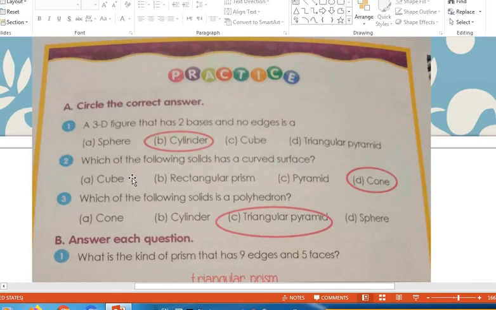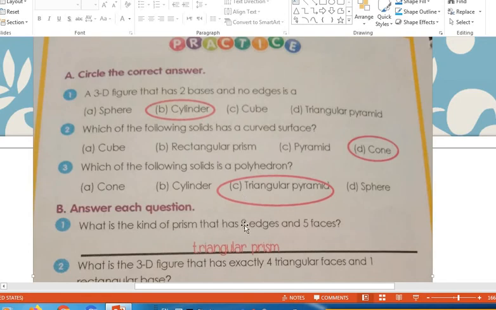Which of the following solids has a curved surface? Cube? No. Rectangular prism? No. Pyramid? No. Cone? Of course. Which of the following solids is a polyhedron? Cone, cylinder, triangular pyramid. Yes, sure. Triangular pyramid, it's in the shape of a polygon.